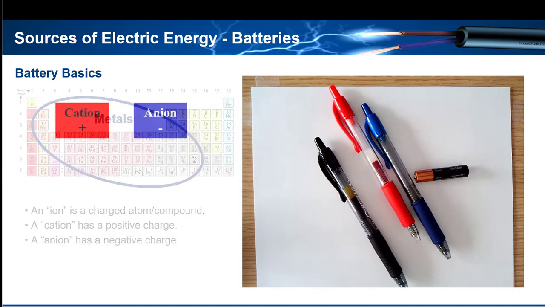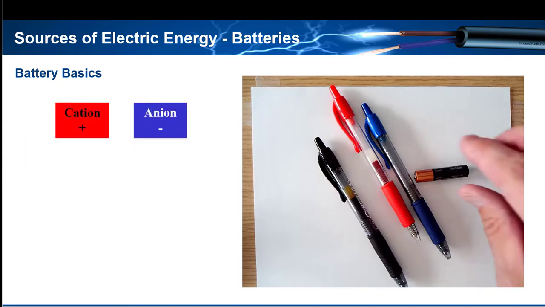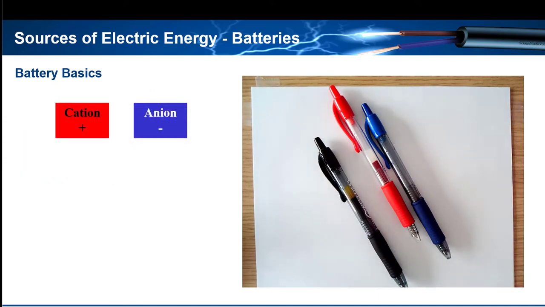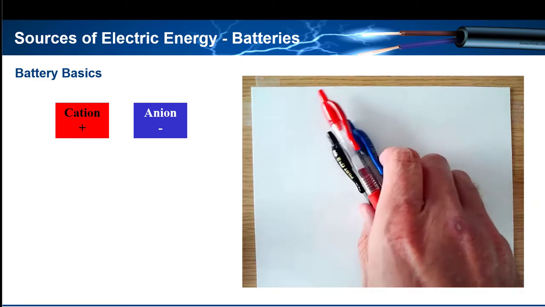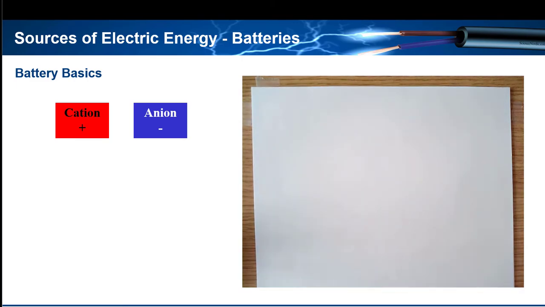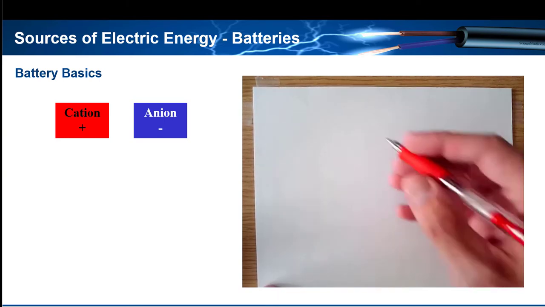Okay, so let's look at the basics of a battery. If we have materials that we can put into a particular state where they have fewer electrons and protons or more electrons and protons, we can create a situation where we have the building blocks of a battery. And so let's take a look at this.